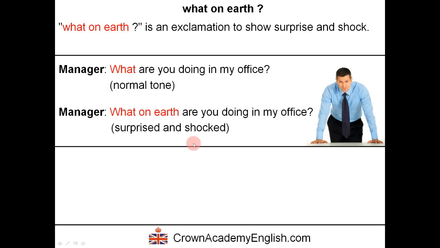So now the manager says, "What on earth are you doing in my office?" Listen to the difference in tone. What on earth are you doing in my office? So we really emphasize and stress this part, on earth. What on earth? And the voice is rising slightly. So we are expressing surprise and shock. So the manager is surprised, shocked, and probably angry as well. Okay, so it's a stronger tone when we say what on earth. It's a very strong question.